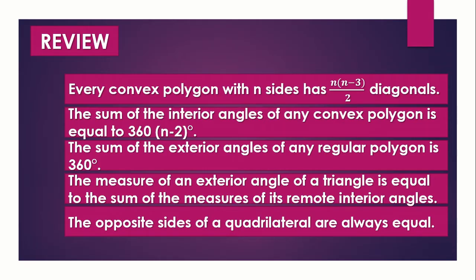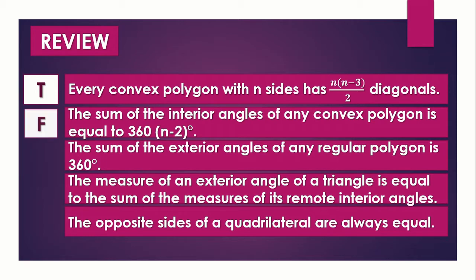Time is up. Let us check. Every convex polygon with n sides has n times the quantity of n minus 3 over 2 diagonals. The answer is T. The sum of the interior angles of any convex polygon is equal to 360 times the quantity of n minus 2.